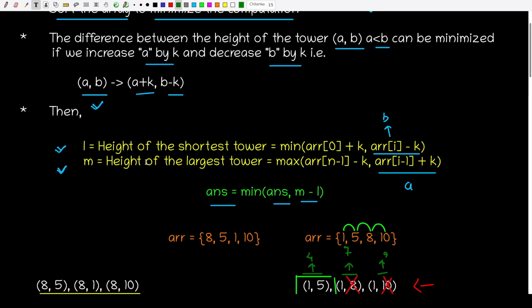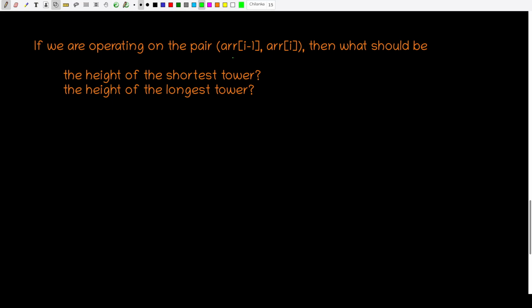Now let us discuss the final case, which is how do we compute the height of the shortest tower and the height of the largest tower. Let us say we are operating on arr[i minus 1] comma arr[i], so two adjacent elements, any ith element, and we are operating on the i minus 1th element and the ith element. Then we want to find out what should be the height of the shortest tower and what should be the height of the longest tower. Please note, folks, that till this point we have already sorted the array.